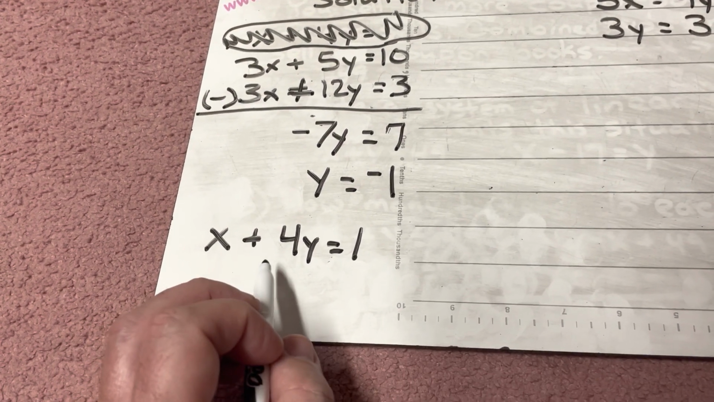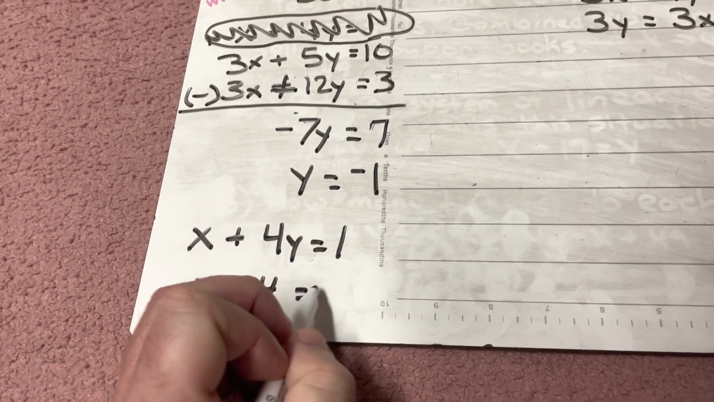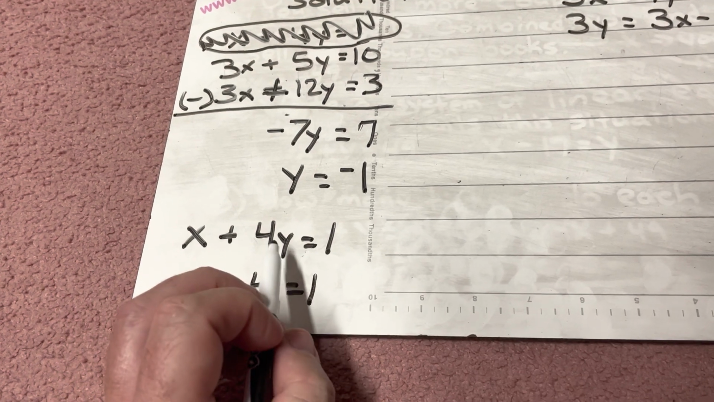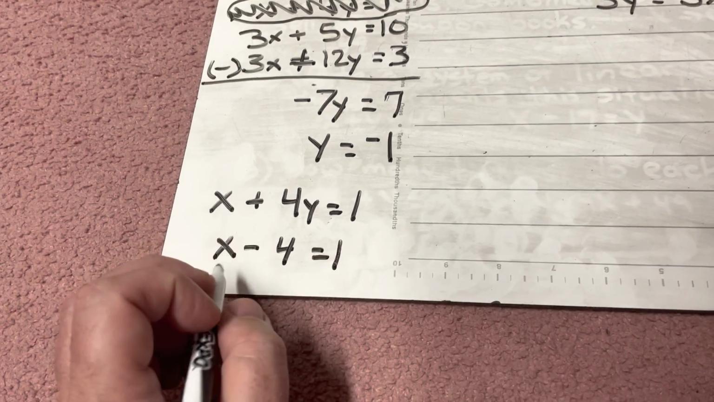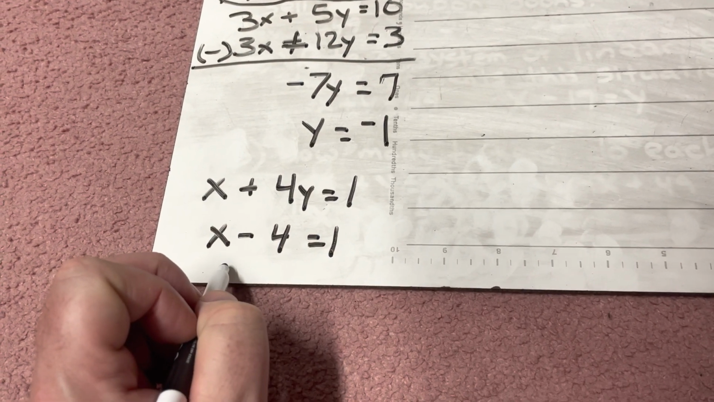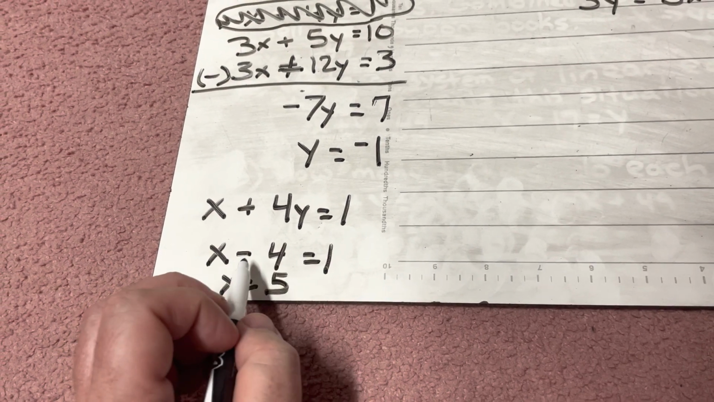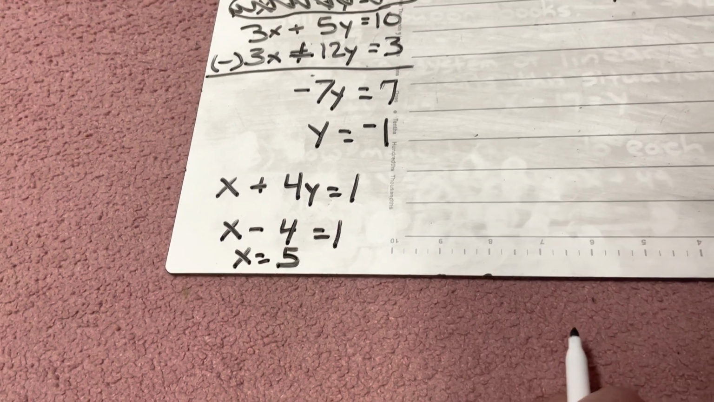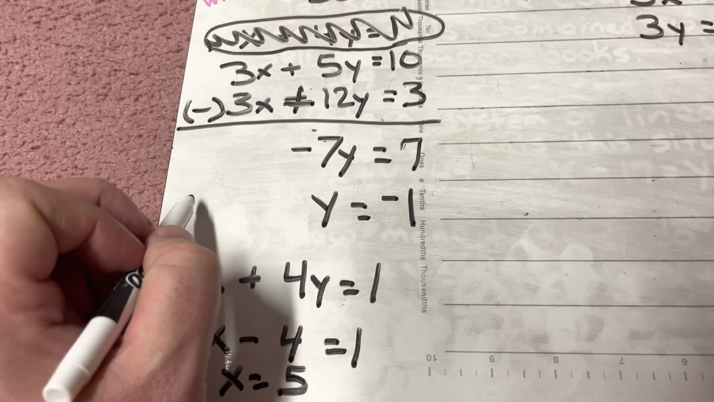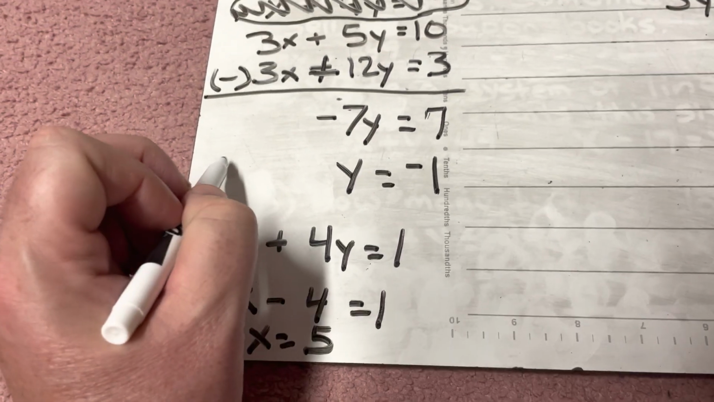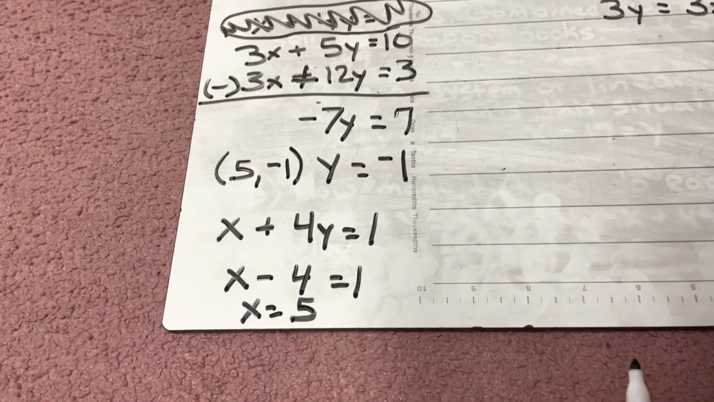So that's going to be x plus -4, which is essentially x minus 4, equals 1, because when I add a negative, 4 times -1 is -4. A plus -4 is a minus 4. X minus 4 equals 1, which means that x equals 5. If I add 5 to both sides, 1 plus 4 is 5. That means that my intersection point, remember, that's what the solution of linear equations is, the point of intersection. X is 5, y is -1.